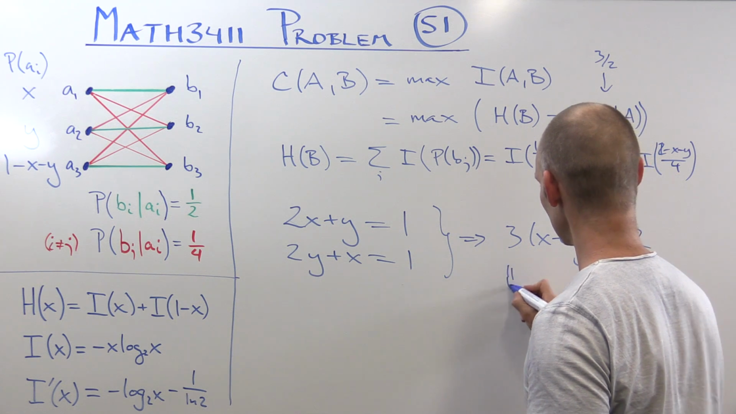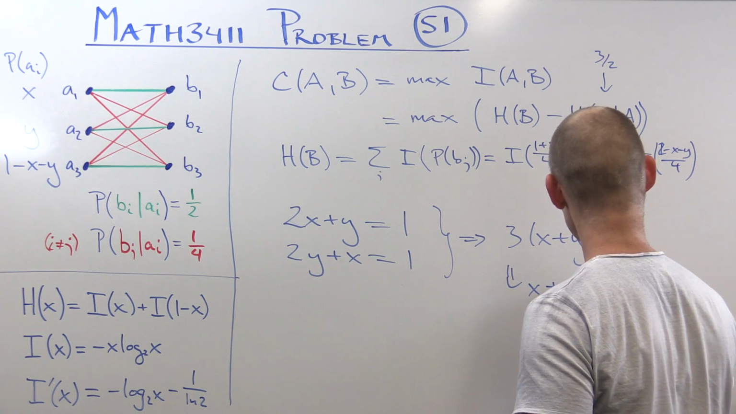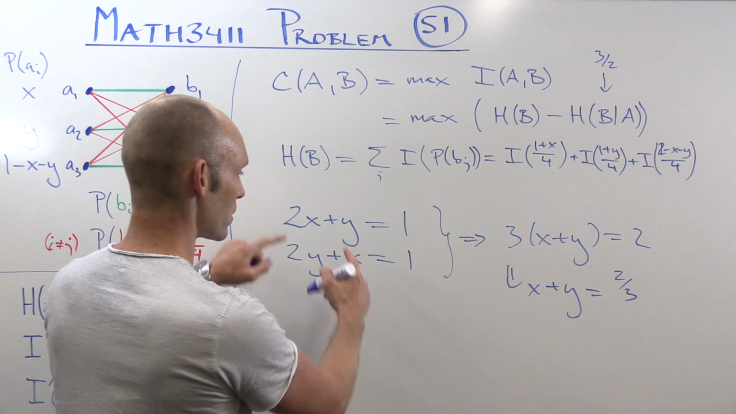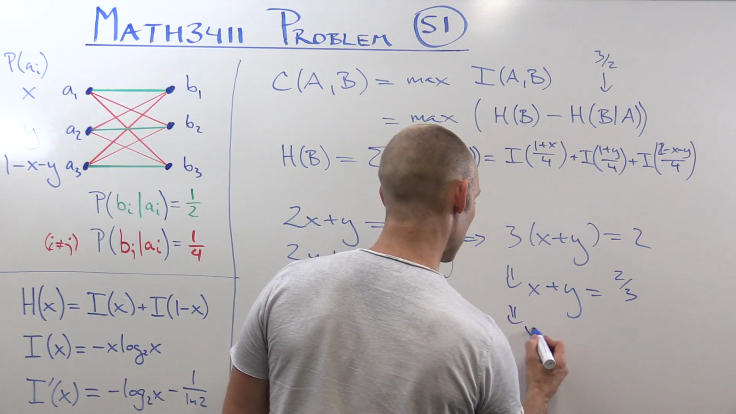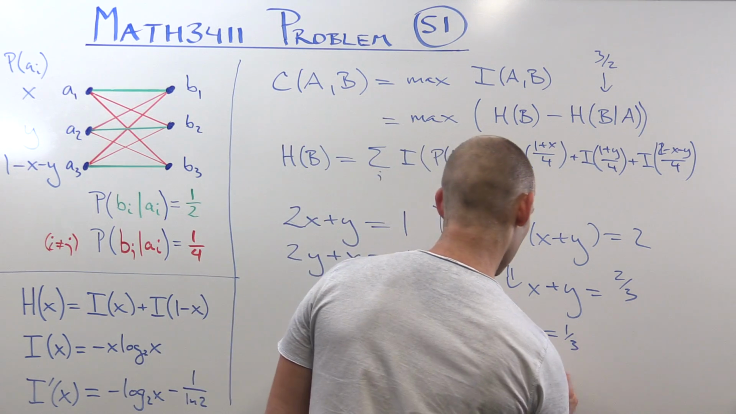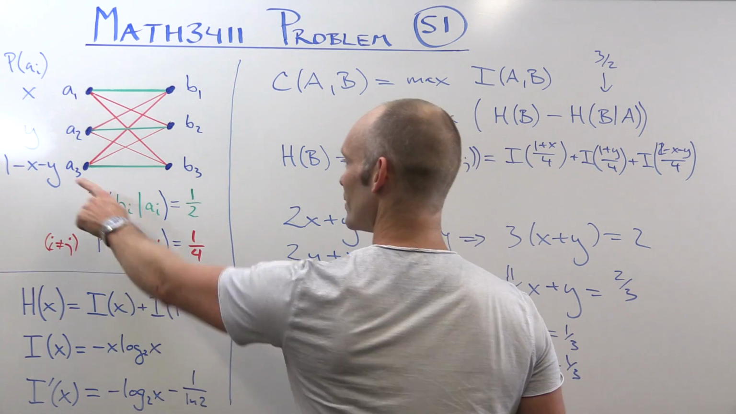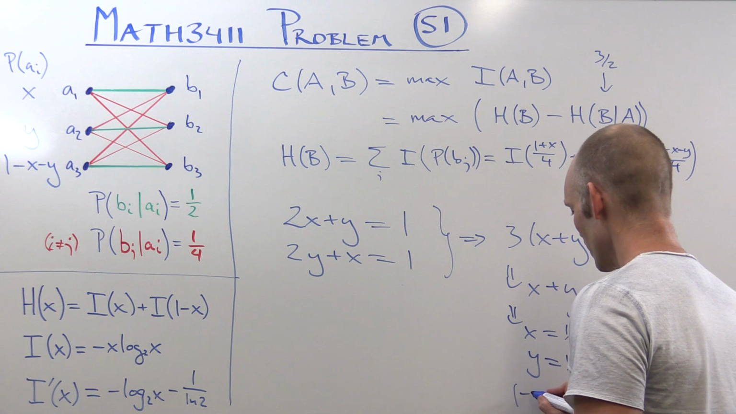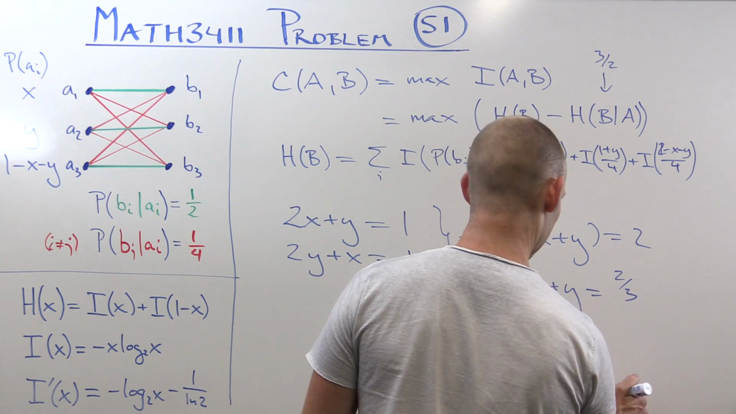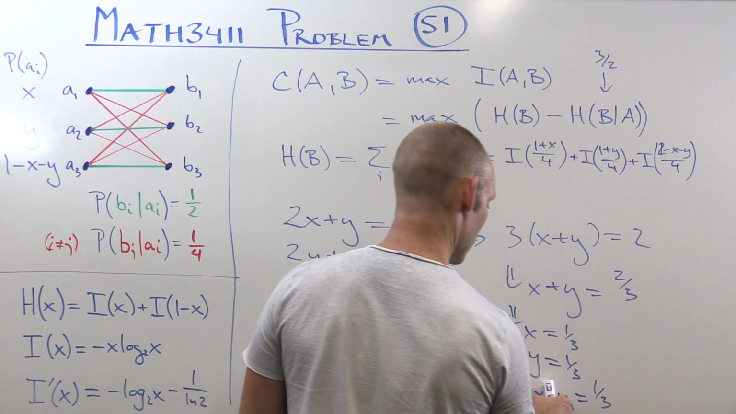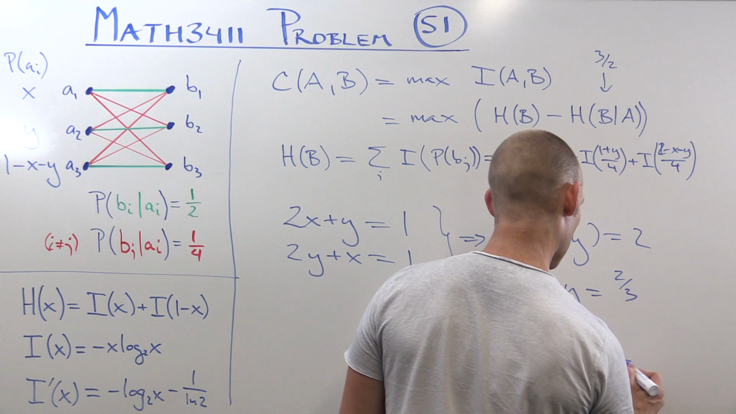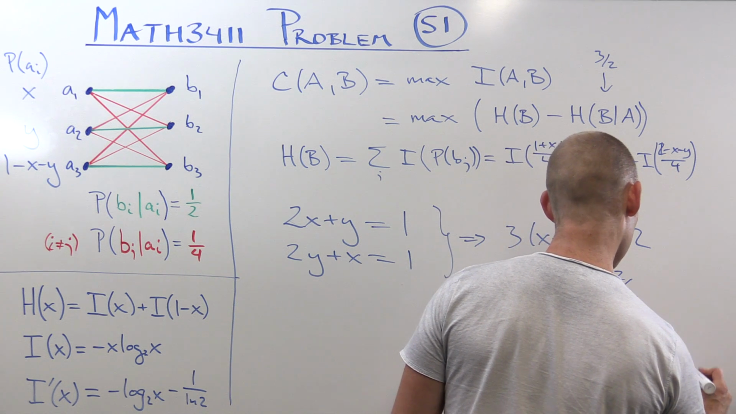So that gives you that x plus y is equal to 2/3. And then if you subtract that equation from the first one, for instance, then the y's disappear. And that leaves you with x being equal to 1/3. And again, the symmetry between x and y. So y is also equal to 1/3. And apparently, the third probability there, 1 minus x minus y, is also equal to 1/3. So we get that 1 minus x minus y is equal to 1/3.